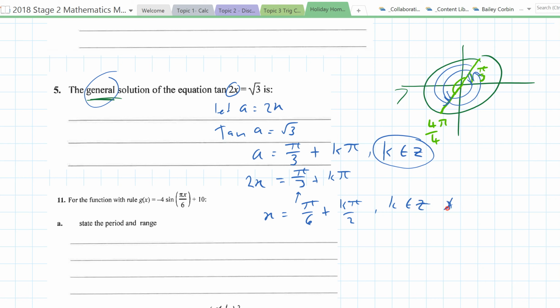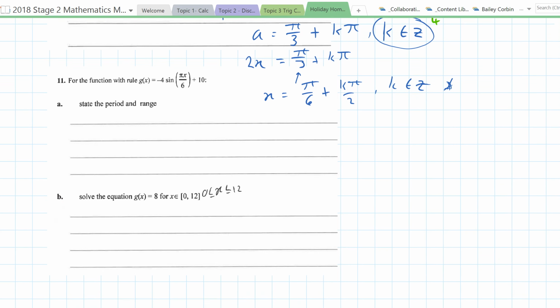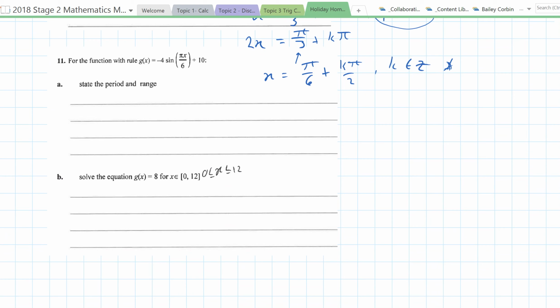Alright, we'll spend more time on that one in week 1, because I didn't realize you hadn't done general solutions in year 11. Alright, next one, period and range. I realize that wasn't actually a question, so I won't spend time on it. But this one here is solve the equation. This backwards 3 is a member of, and this notation is saying x is between 0 and 12, inclusive. That's just another way of saying x is between 0 and 12.